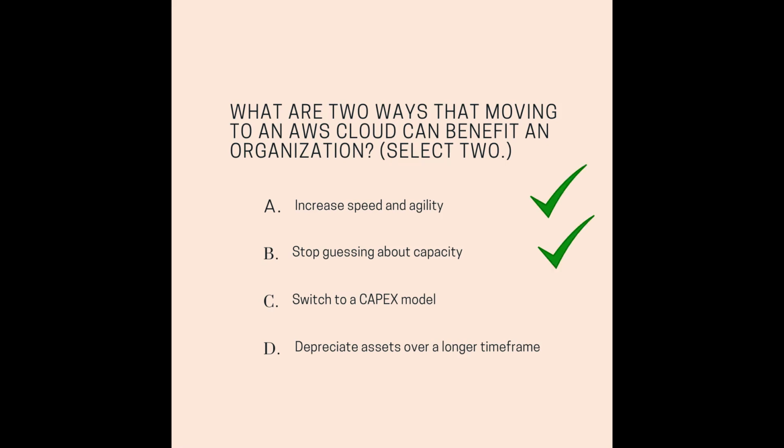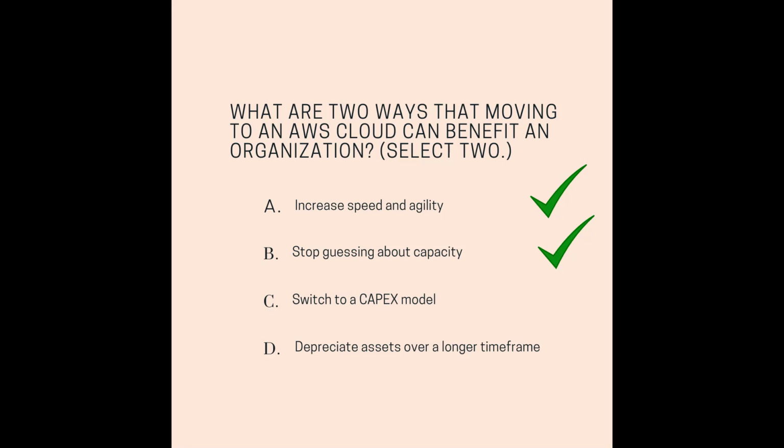Question 2. Answer is increase speed and agility and stop guessing about capacity. Increase speed and agility. In a cloud computing environment, new IT resources are only a click away, which means that you reduce the time to make those resources available to your developers from weeks to just minutes. This results in a dramatic increase in agility for the organization, since the cost and time it takes to experiment and develop is significantly lower.